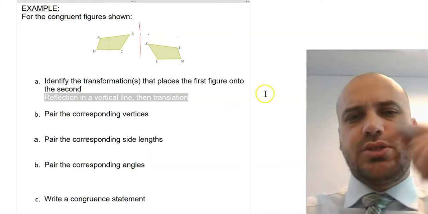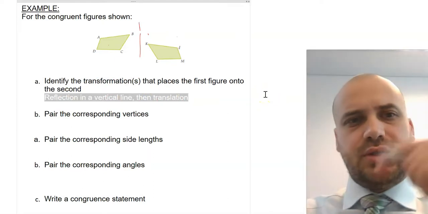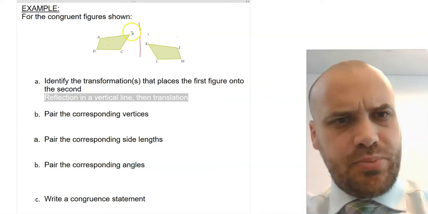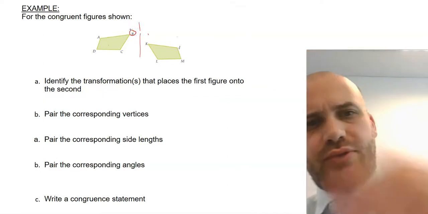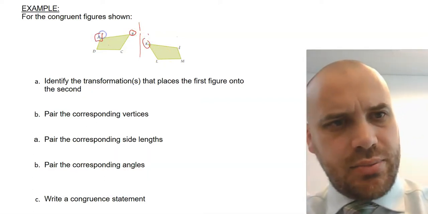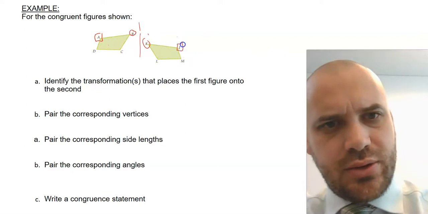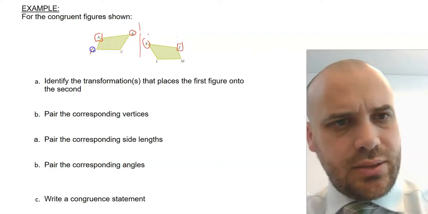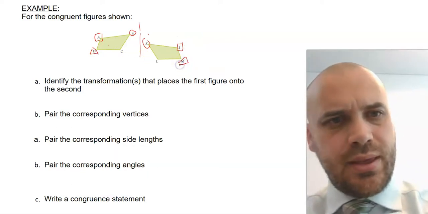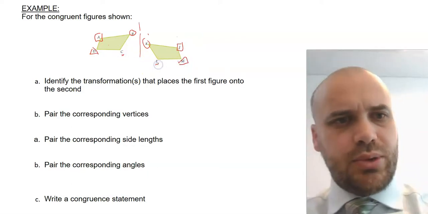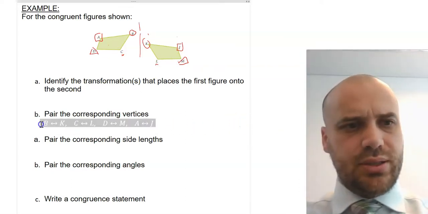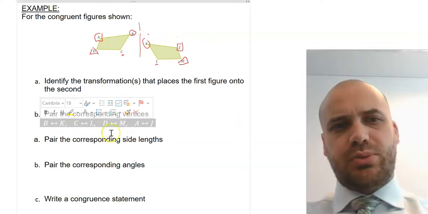The next thing that we need to do is pair vertices. So which ones match up with which ones? B is this pointy one that's sort of off here. That matches up with K. A matches up with J. D matches up with M. And C matches up with L. And we can show that just by doing something like this. B matches up with K, C matches up with L.